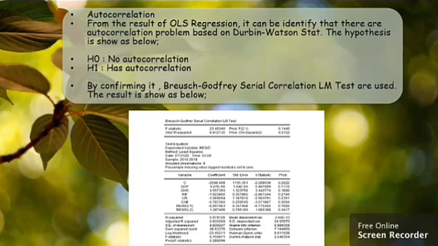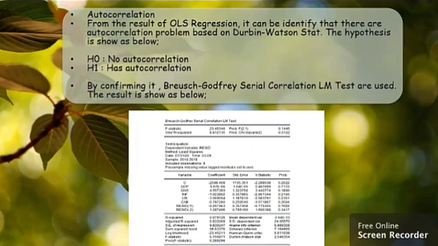For the autocorrelation, from the result of OLS regression, it can be identified that there is an autocorrelation problem based on the Durbin-Watson statistic. The hypothesis is shown as below. So by confirming it, Breusch-Godfrey serial correlation LM tests are used. The result is shown as below.